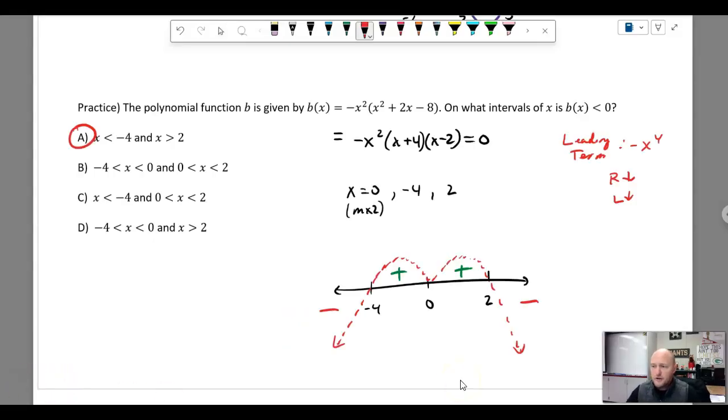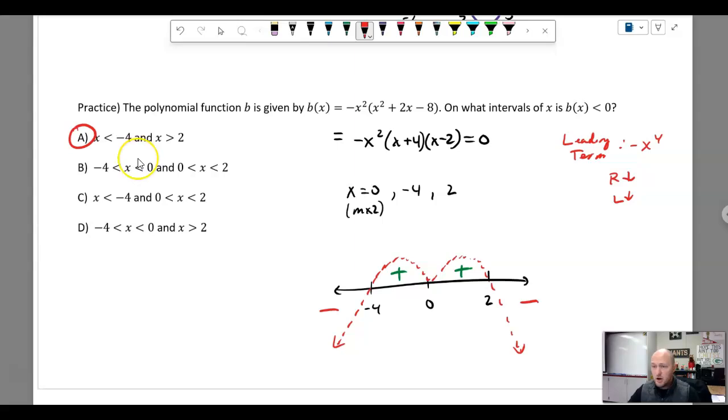All right, hopefully for this example, you were able to find the zeros of 0, -4, and +2. And if you put those on a number line, if you can graph it, you know that your leading term's negative x to the fourth, so both end behaviors are going down. This is negative even, and so we'll cross at -4, we'll bounce at 0 because we have multiplicity, and we will cross back at 2. So it looks like our negative intervals are going to be x is less than -4 and x is greater than 2. Answer is A.